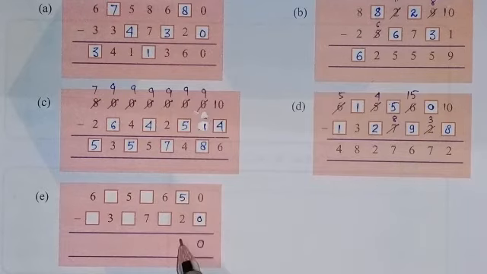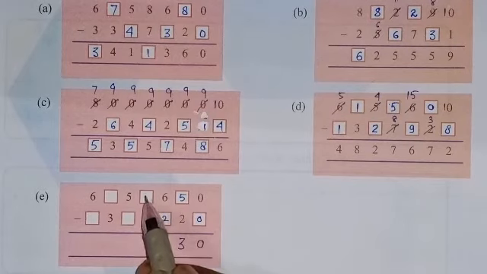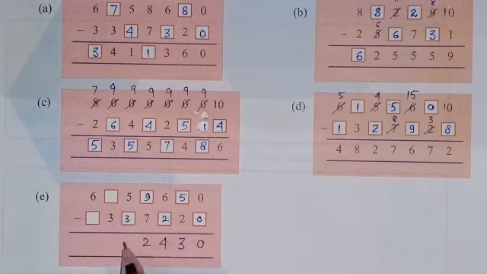So 5 minus 2 will be 3. 6 minus 2 will be 4. And 9 minus 7 will be 2. 5 minus 3 will be 2. And 7 minus 3 will be 4. And 6 minus 2 will be 4.